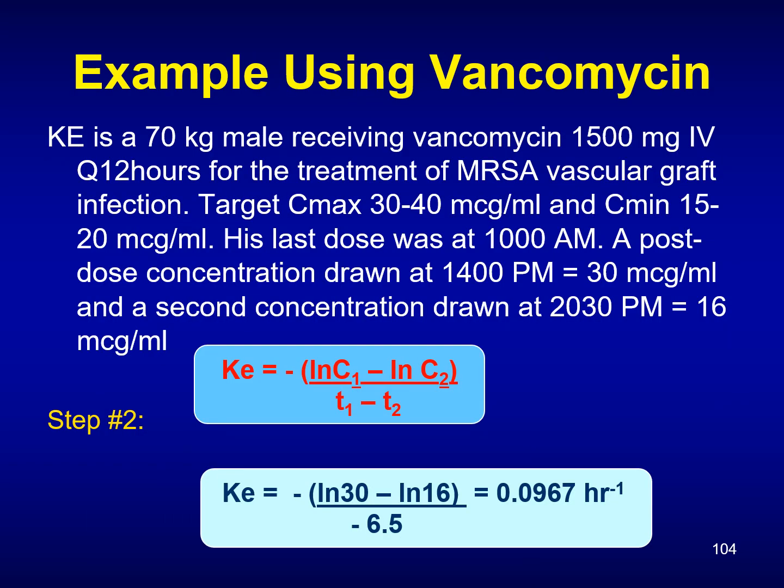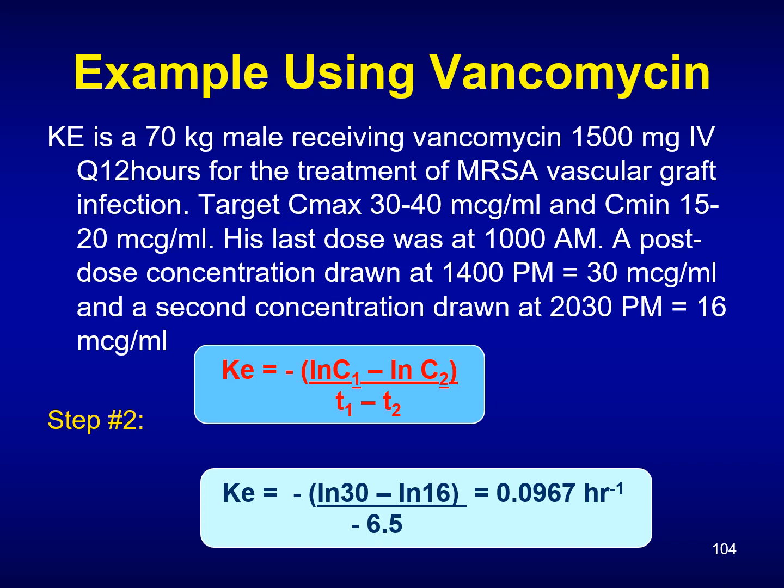An example using vancomycin. A 70 kilogram male is receiving vancomycin 1500 milligrams q12 hours for the treatment of MRSA vascular graft infection. Target Cmax 30 to 40 and C minimum of 15 to 20. His last dose was at 10 a.m.